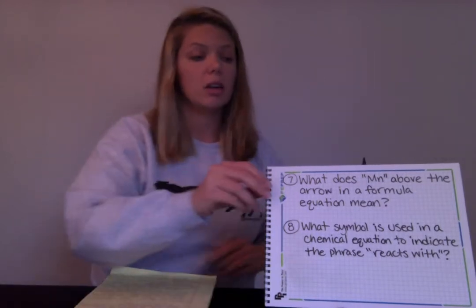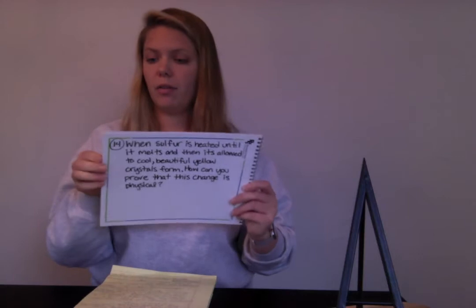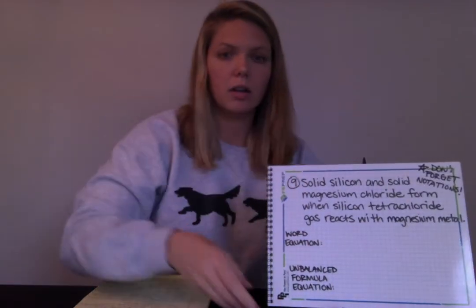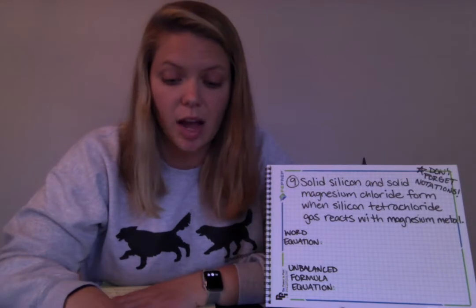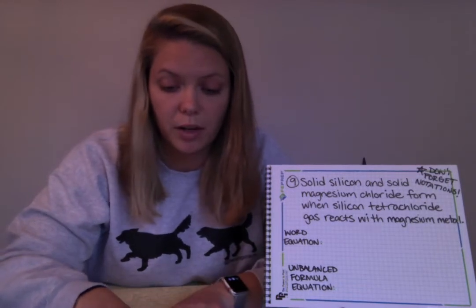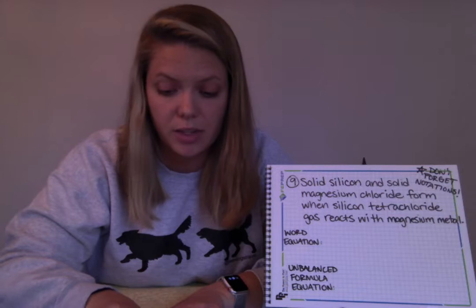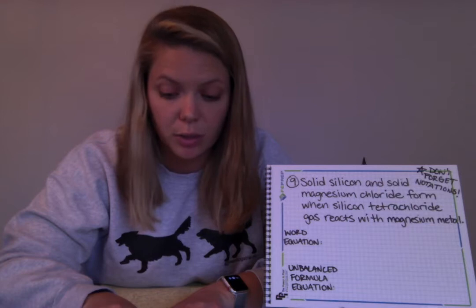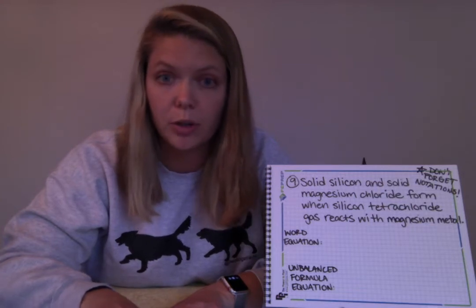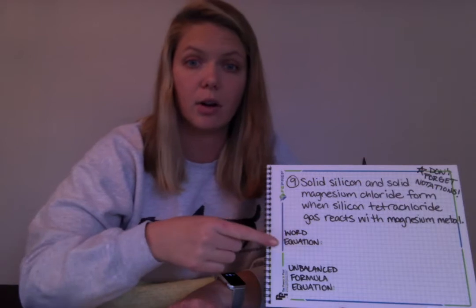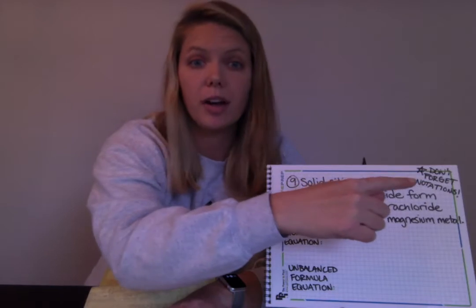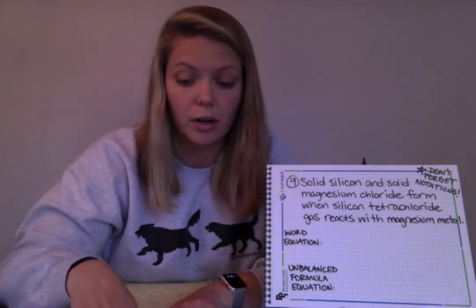So I have number 9 written down here. Number 9 says, solid silicon and solid magnesium chloride form when silicon tetrachloride gas reacts with magnesium metal. Write a word equation and an unbalanced formula equation. Include all of the appropriate notations. As you can see here, I have space for our word equation and space for our unbalanced formula equation. And up here I have a little note so that we don't forget to use our appropriate notations.